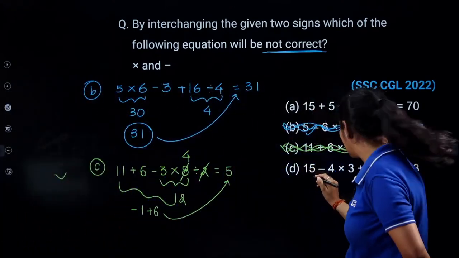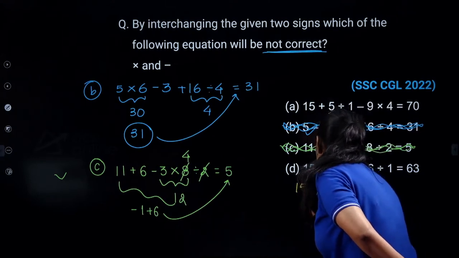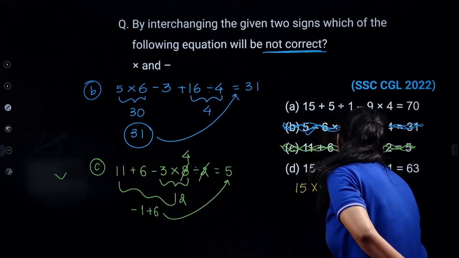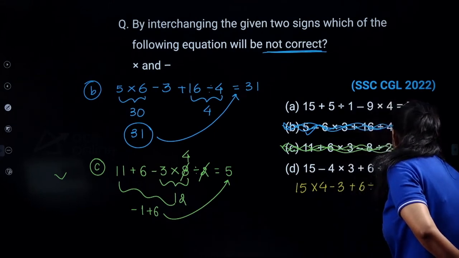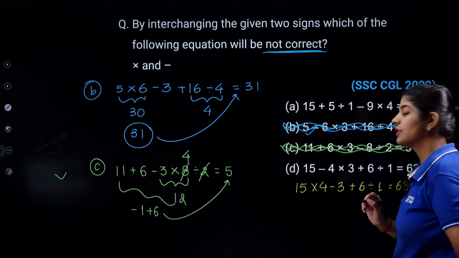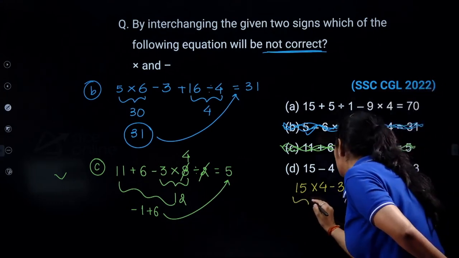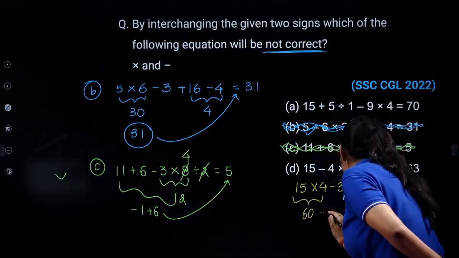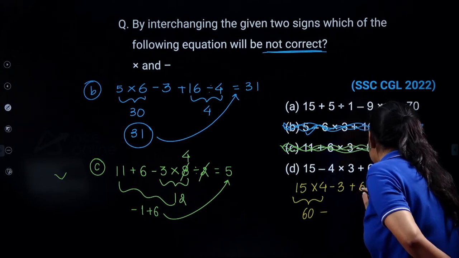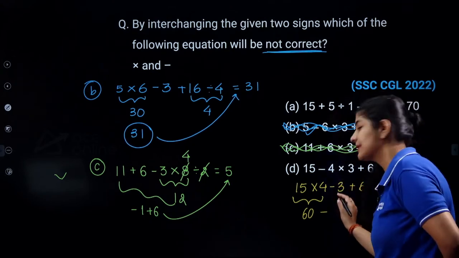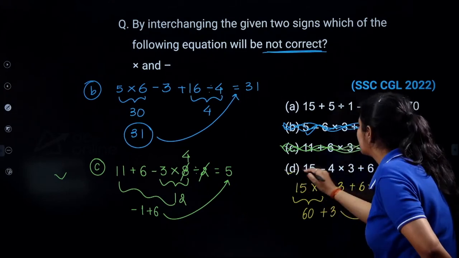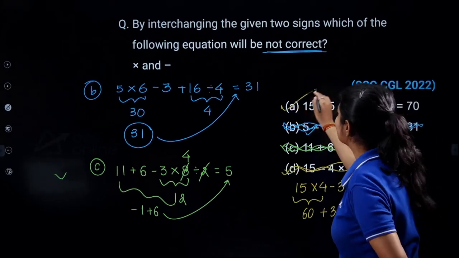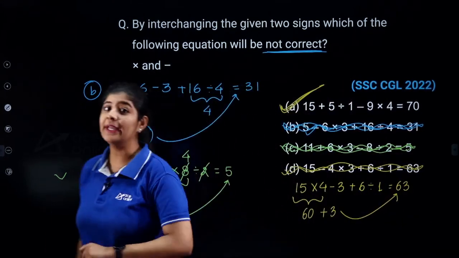So here I am directly solving it. 15 into 4 minus 3 plus 6 divided by 1. We need to check whether it is equal to 63 or not. So here what we are getting, 60 minus, here we are getting 6 minus 3 plus 6. So basically we are getting plus 3 and we are getting 63. So this option is also eliminated and the correct answer over here is option number A.